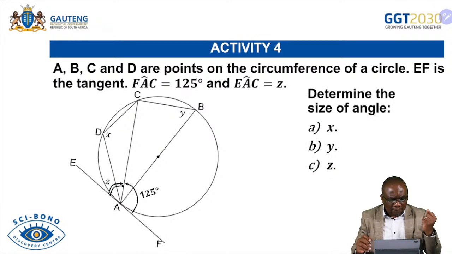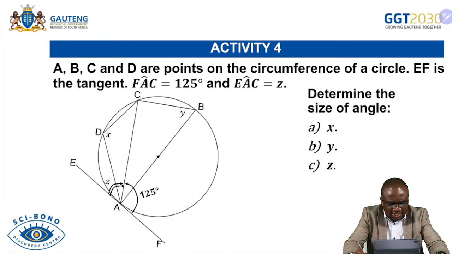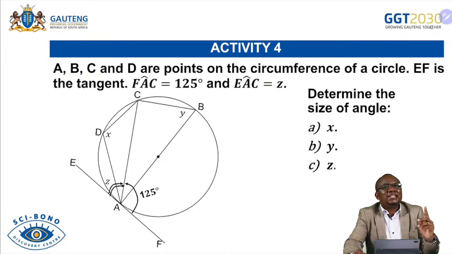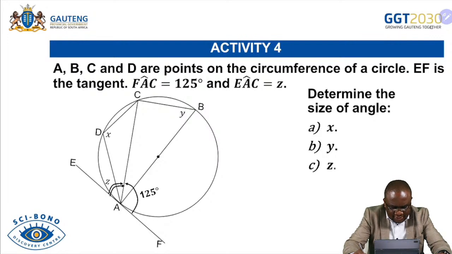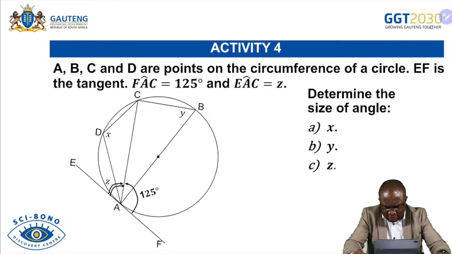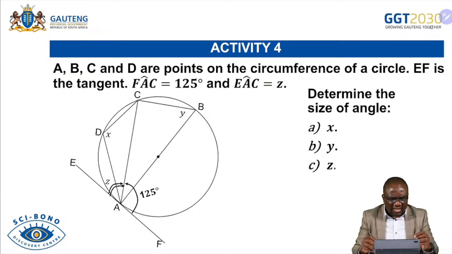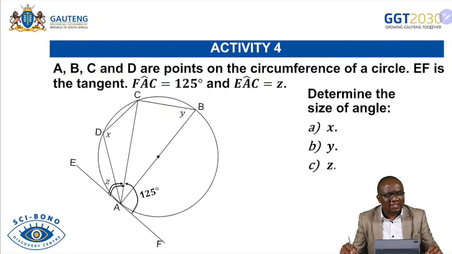Right, now, A, B, C, and D are points on the circumference of a circle. EF is the tangent. Interesting. Tan chord. Okay, right. FAC is 125 degrees and EAC is Z. Did they talk about the diameter? Okay, no, but the diameter is there. Maybe I just missed it. AB there is the diameter. Interesting.